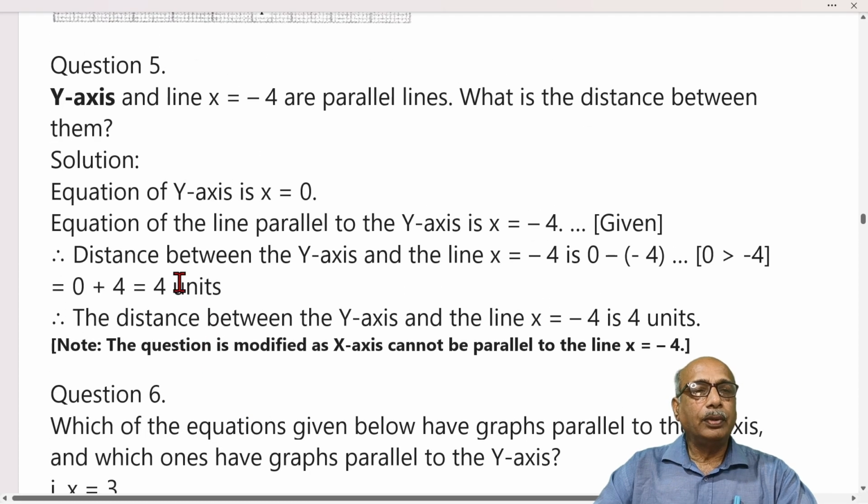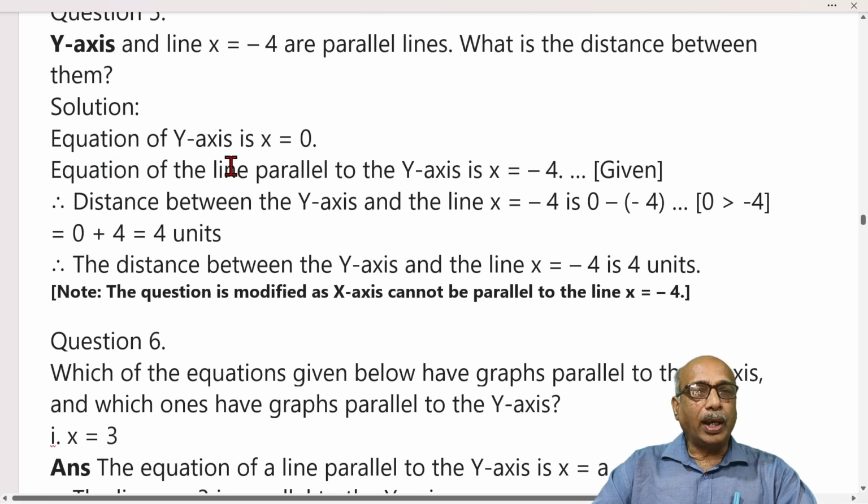Question 5. Y-axis and line x equals minus 4 are parallel lines. What is the distance between them? Now here you see, in the textbook it was given as x-axis and line x equals minus 4 are parallel lines. But the x-axis cannot be parallel to the line x equals minus 4, so a correction is made. Note the question is modified to y-axis. Very clear?